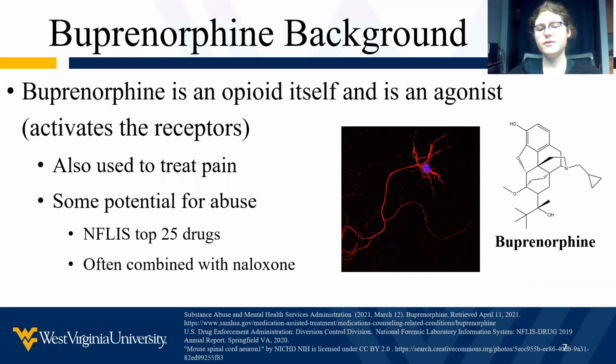Whereas for buprenorphine, it works in the opposite way. It is an opioid itself, so when it interacts with the receptor, it does activate it and cause the effects opioids do. And so if it's given in an appropriate dose, it can be used to prevent withdrawal. And because it's an opioid, it can also be used to treat severe pain. But because it's an opioid, it also does have some potential for diversion and abuse. And in fact, according to the NFLIS report in 2019, it was one of the top 25 drugs that were identified.